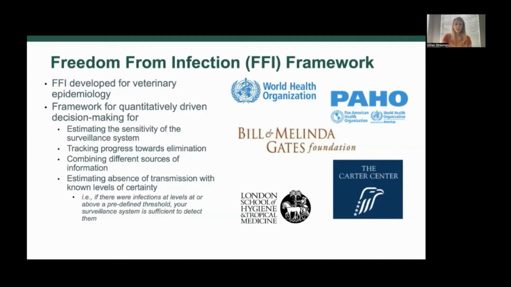It can be used to track progress towards elimination. It also has the potential to combine different sources of information. And ultimately, all of this information comes together to estimate absence of transmission with known levels of certainty. So in the context of the Freedom from Infection framework, elimination means that if there were infections at levels at or above a predefined threshold, your surveillance system is sufficient to detect them. So if you don't detect any infections, you can be confident that there are fewer than those infections available in the population.